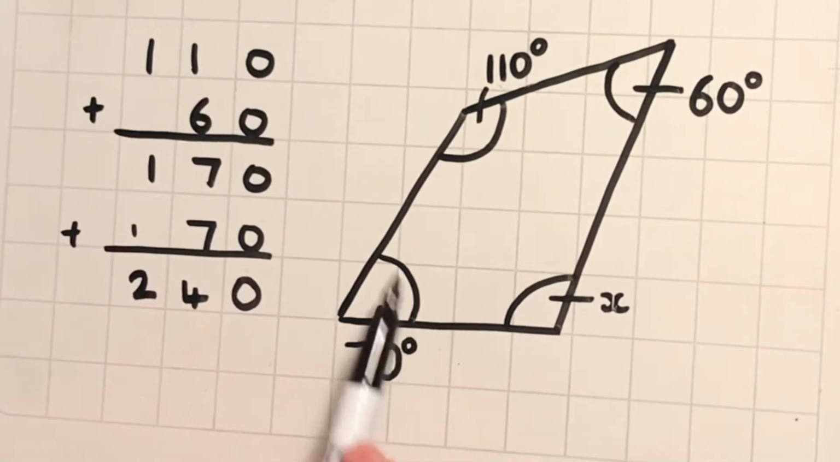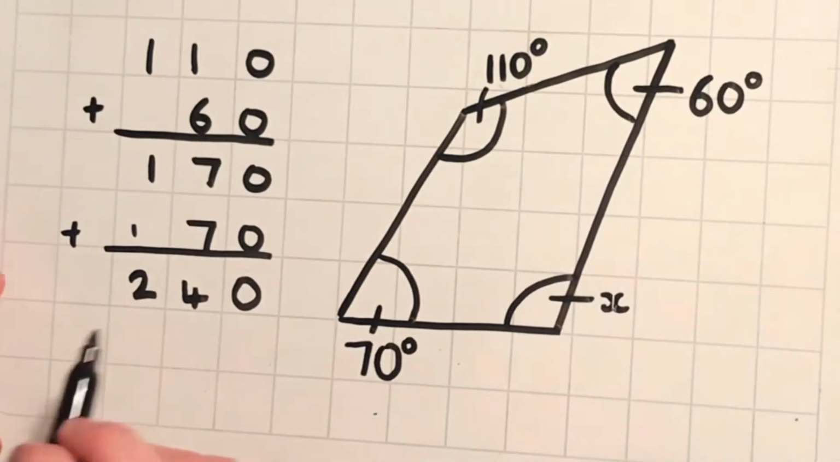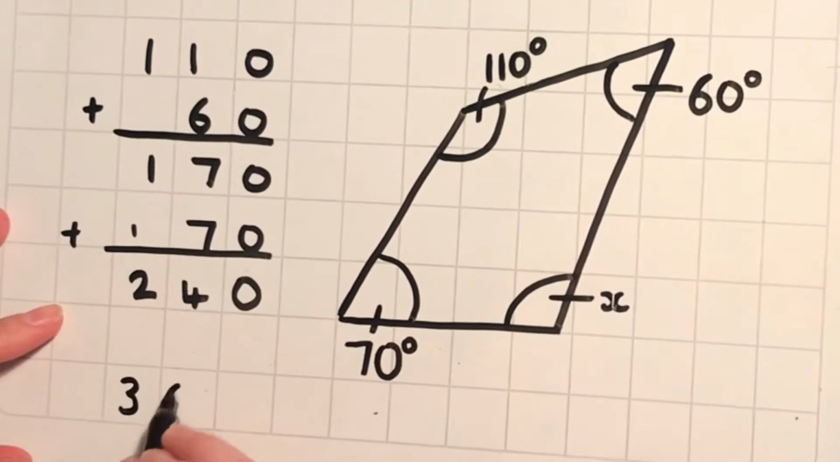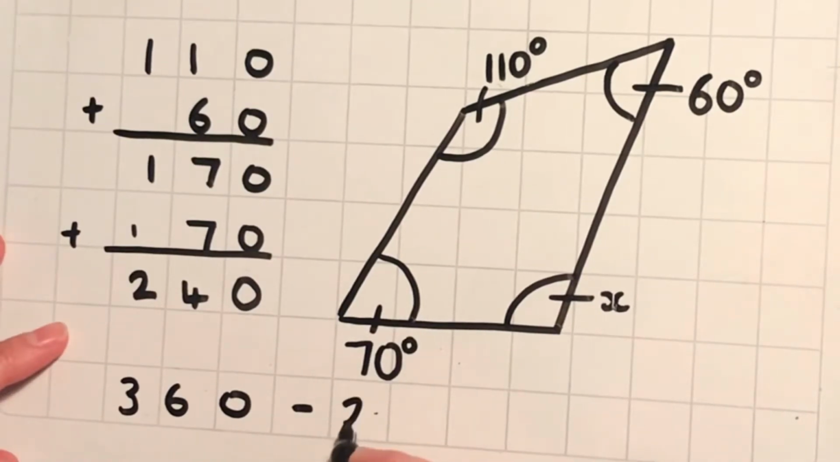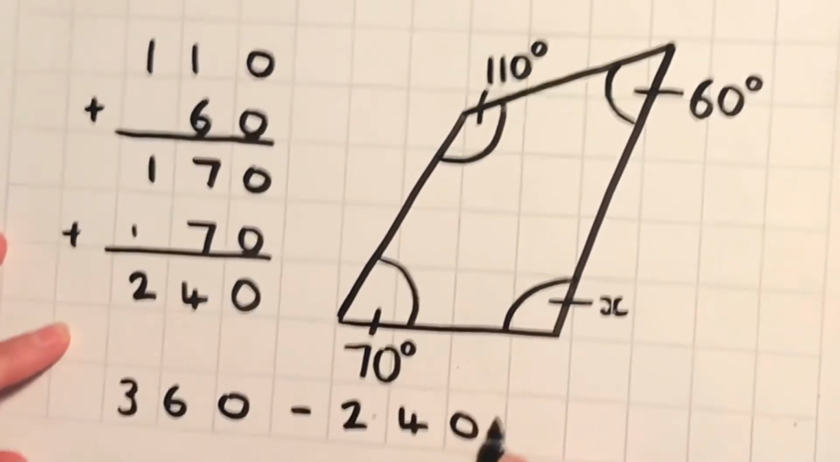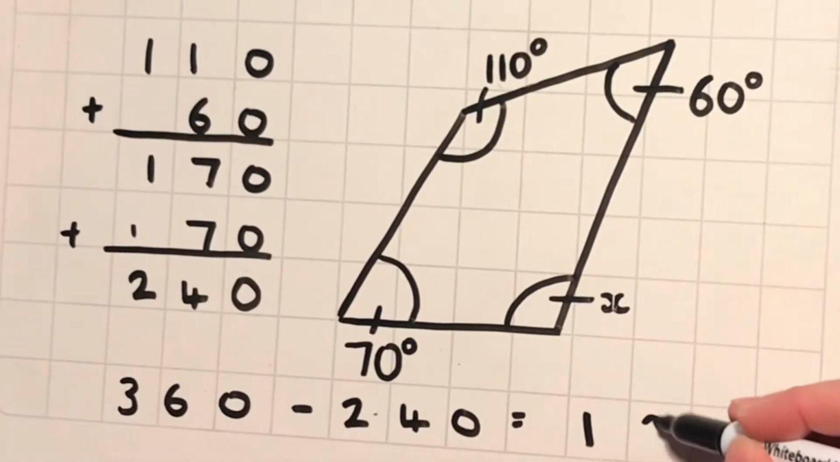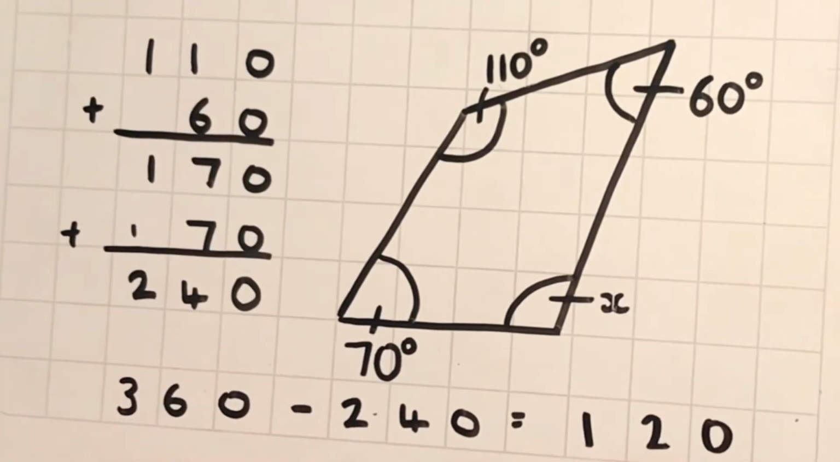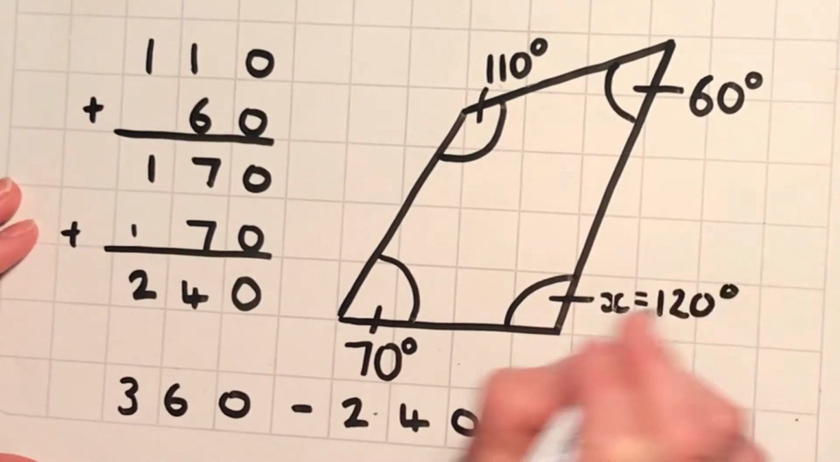So you know that those three angles plus angle X give a total of 360. So to work out the size of the missing angle, you take 360 and you're going to take away the total of the three angles that you've already added from 360. And that gives you an answer of 120. So your missing angle, angle X, measures 120 degrees.